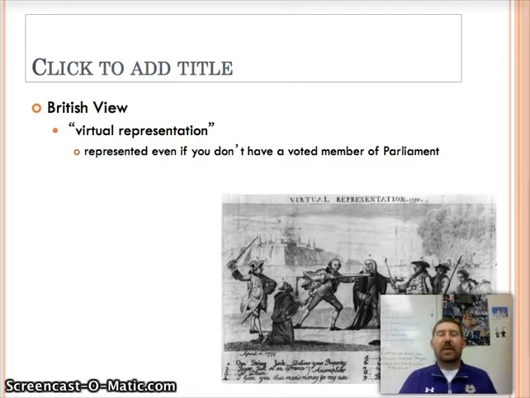Now, from the British view, they thought it was all totally well and good because they believed in something called virtual representation, which meant that even though the colonists didn't have someone physically sitting in Parliament representing them, because they were a part of the British Empire, they were virtually represented. So, from Britain's point of view, they were taking care of the concerns of the colonists and all that kind of stuff. So, they felt that you were represented even if you didn't have a voted member of Parliament.